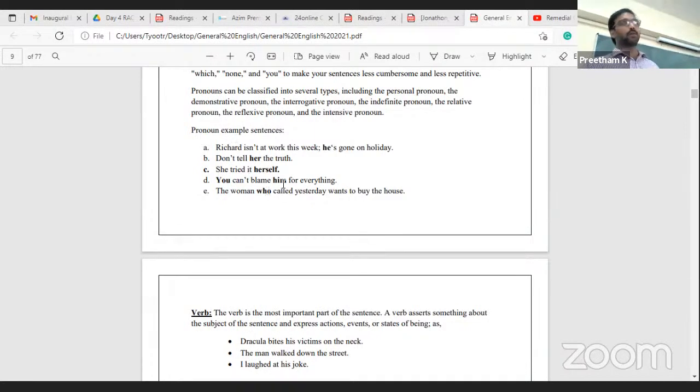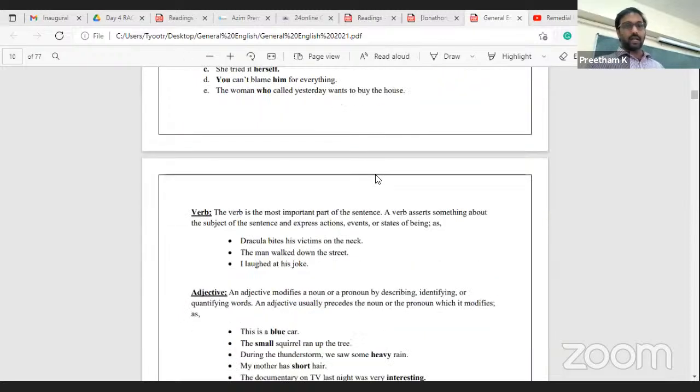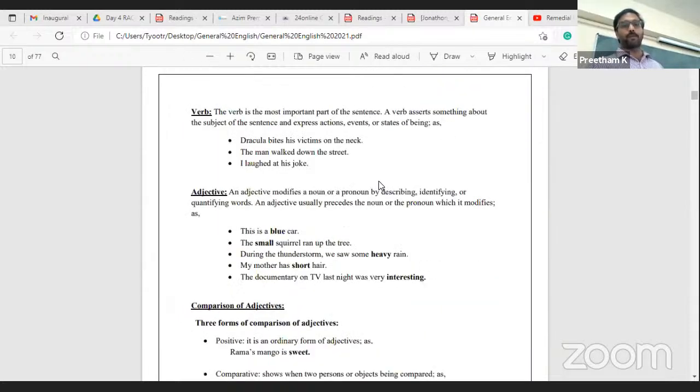Personal pronoun. Him, personal pronoun. The woman who called yesterday wants to buy the house. It relates back to the subject. It can be a relative pronoun as well. Then verb. Verb is the most important part of the sentence.